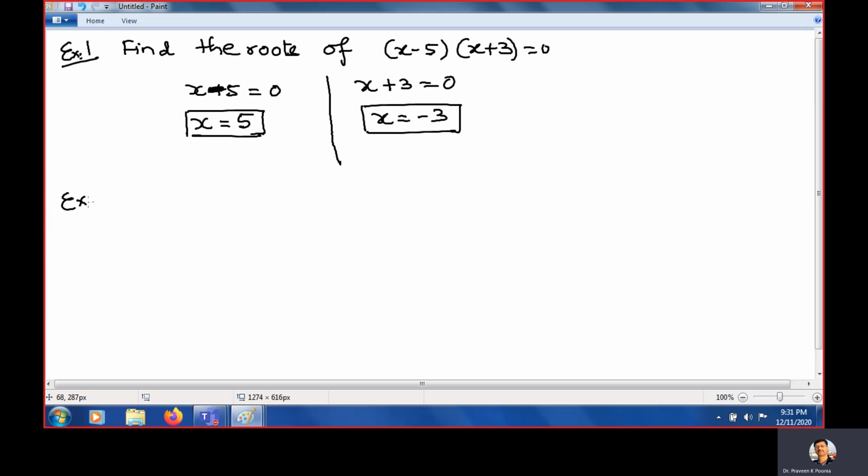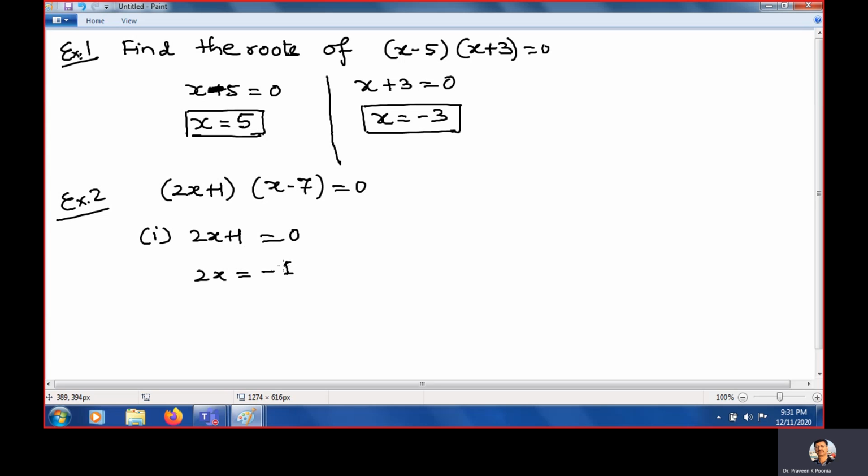Okay, let us take another example of the same type. If (2x + 1)(x - 7) = 0 is given, then how are you going to do it? Let us take the first factor, 2x + 1 = 0. 2x = -1, the plus 1 will shift to the right side and become minus 1. Now here 2 is extra, so divide by 2.